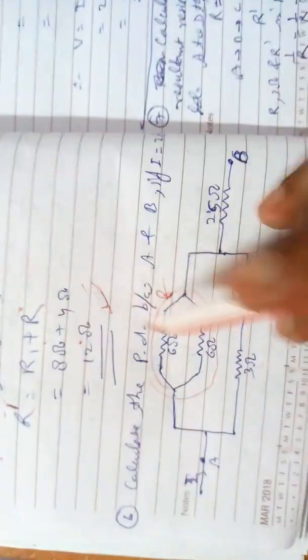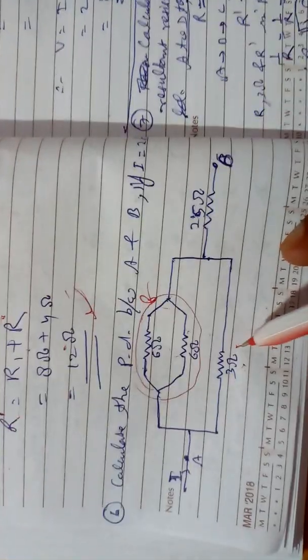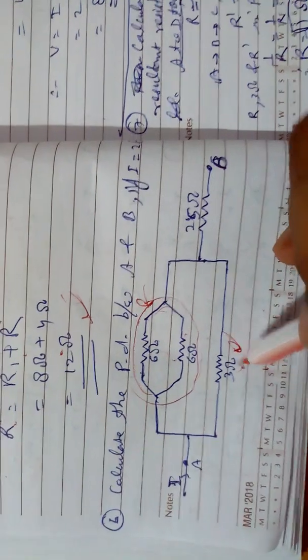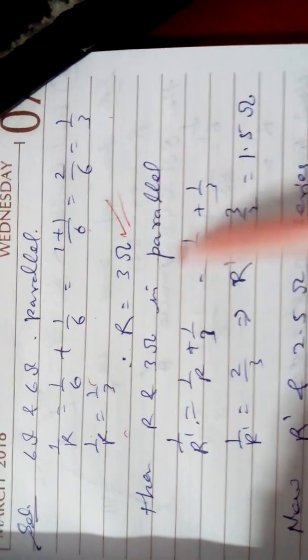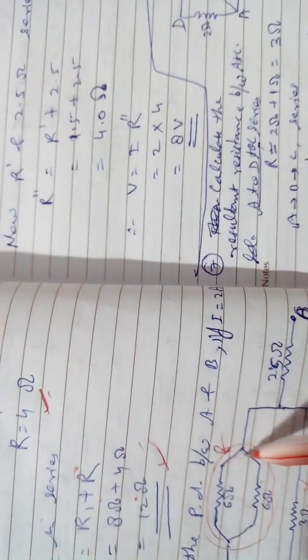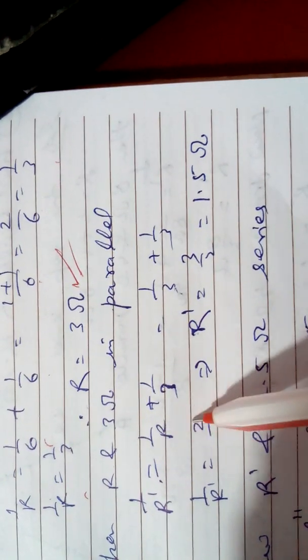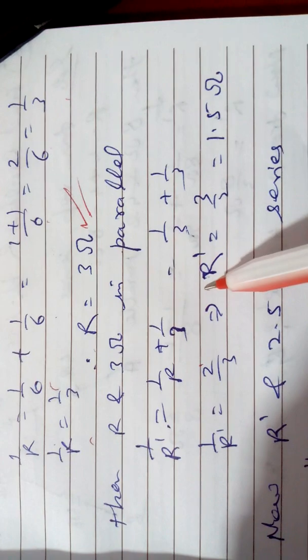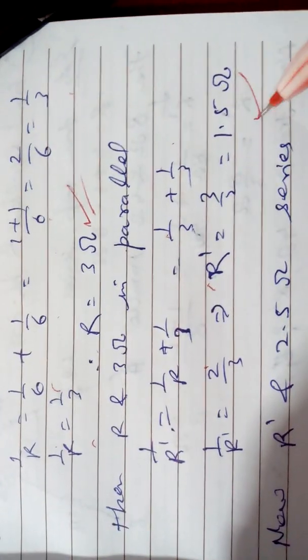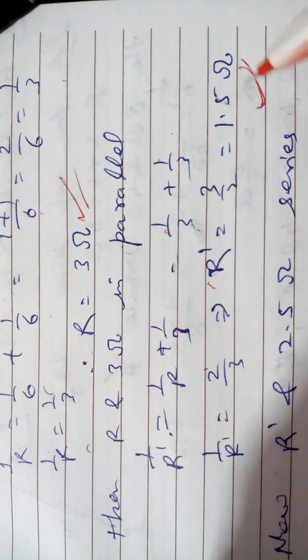This R and this 3 ohm are again in parallel. The resultant of this and this, again parallel, I am calling R dash. So 1 upon R dash is equal to 1 upon R plus 1 upon 3, again 1 by 3 plus 1 by 3.